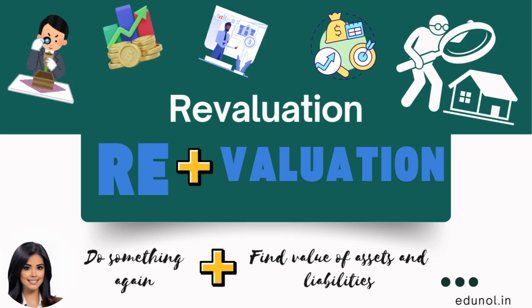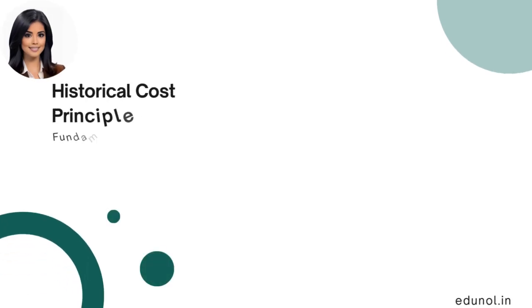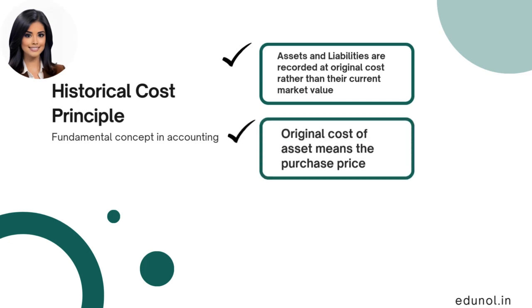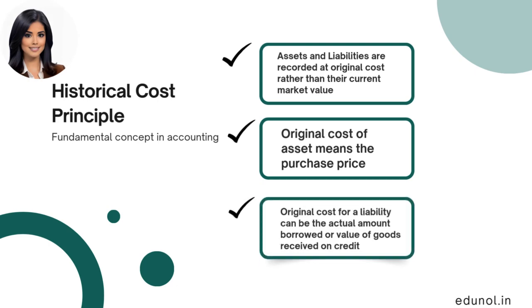In accounting there is the historical cost principle, which is a fundamental concept in accounting. Historical cost principle states that assets and liabilities should be recorded in books of accounts at original cost rather than their current market value. Original cost of an asset means the purchase price, the amount you paid at the time of purchasing the asset. Original cost for a liability can be either the actual amount borrowed or the value of goods received on credit on the date of purchase.